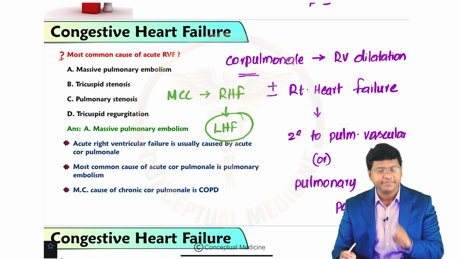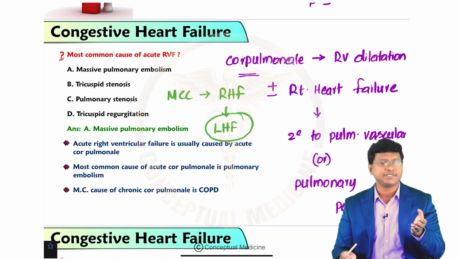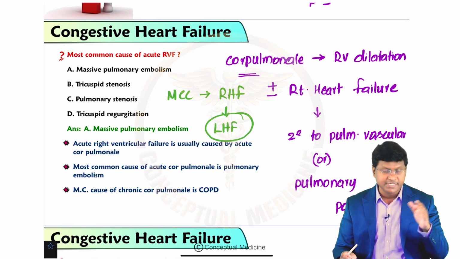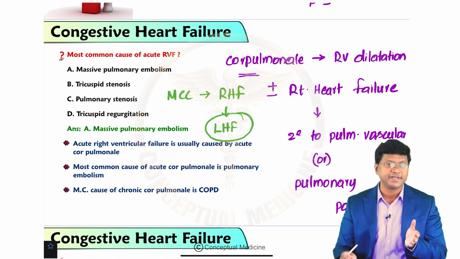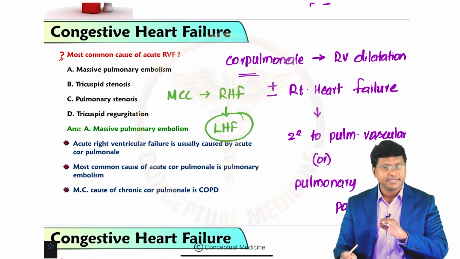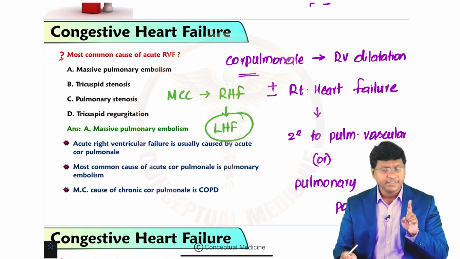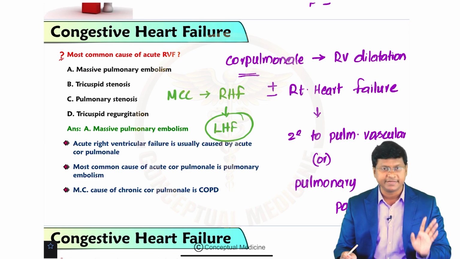This is a very important point that you need to know. Whenever there is left heart failure, there will be an increase in pulmonary venous pressure, subsequently an increase in pulmonary capillary wedge pressure, and then an increase in pulmonary artery pressure, and there will be increased afterload on the right ventricle, and thereby there will be right heart failure. So the most common cause of right heart failure will be left heart failure.